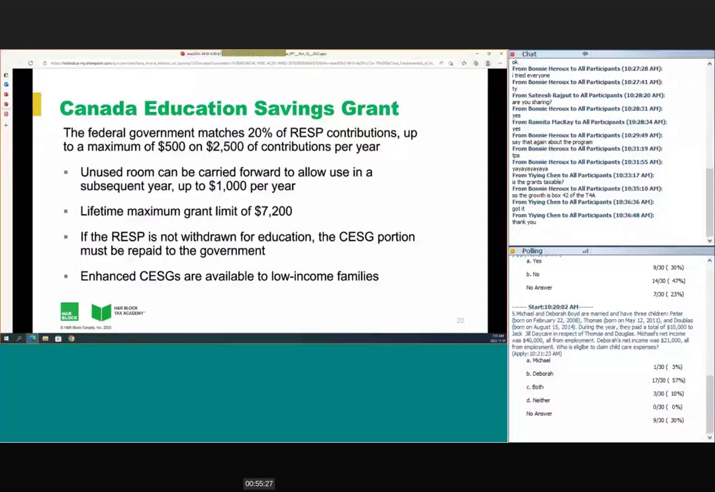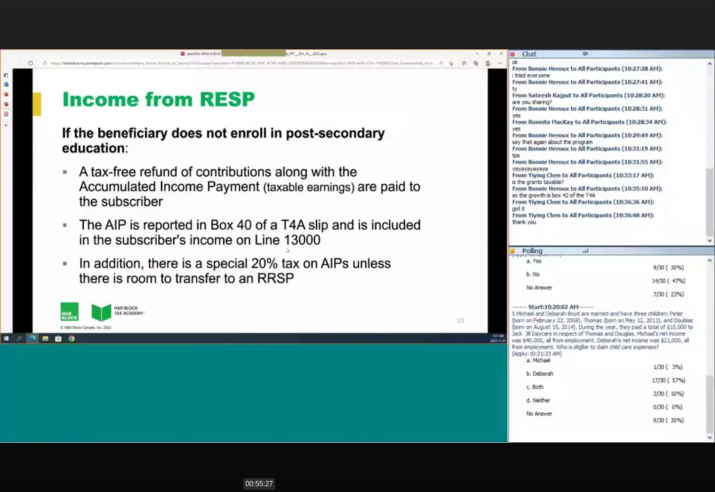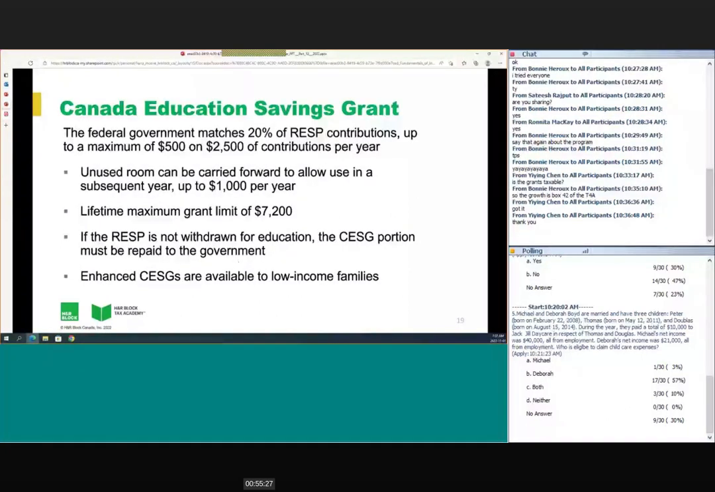The nice part, too, is that if you missed making payments, unused room can be carried forward to use in a subsequent year. So let's say you miss a year, then you make a contribution, and the following year, you will still get that grant, up to $1,000 per year if you're doing it in arrears. There's a lifetime grant limit of $7,200. And again, if the RESP is not withdrawn for education, the CESG portion must be repaid to the government. And that's what I showed you in this slide here. In addition, that would be the 20% tax on the AIP that a subscriber would have to pay, because that is the rate of the grant.